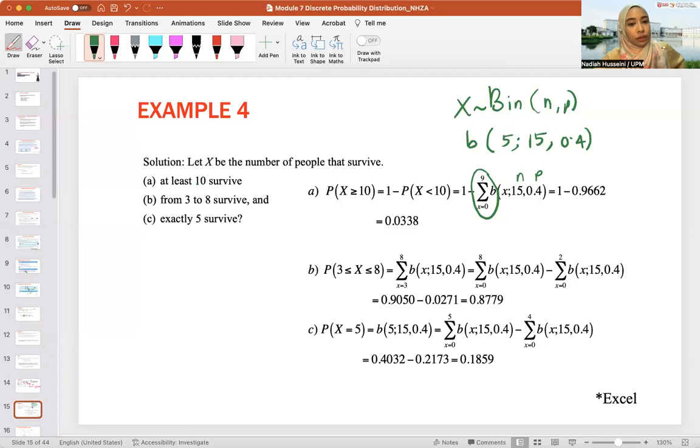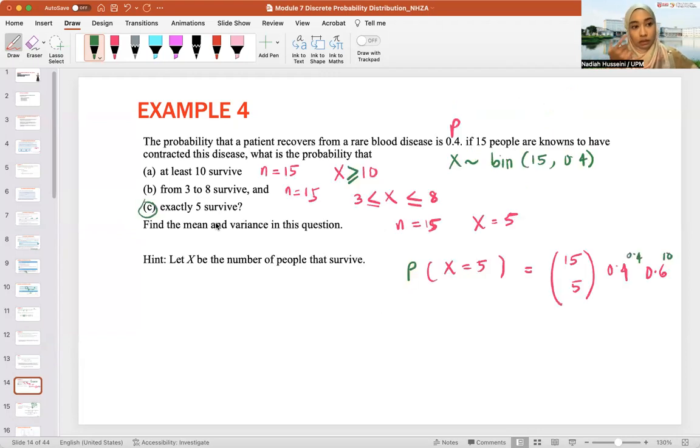Okay, so this is what we have. We want to know exactly 5 survive. We have 15 people. We want to know x equals 5. P, what was our P again? Our P is 0.4. And we want to use the probability mass function, not cumulative.